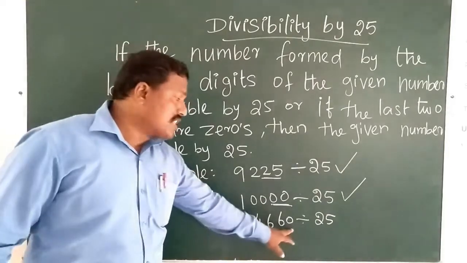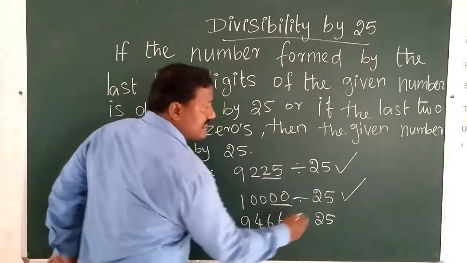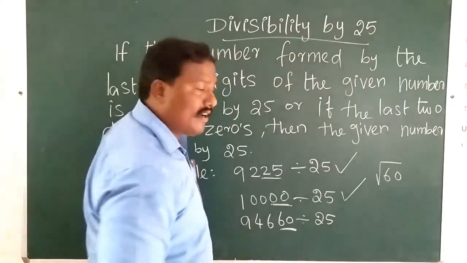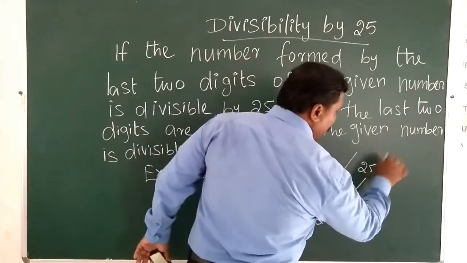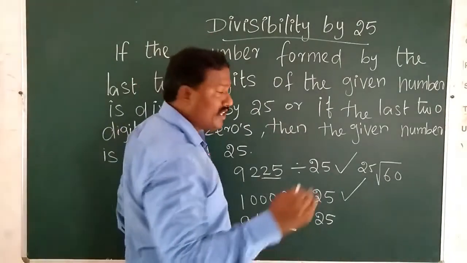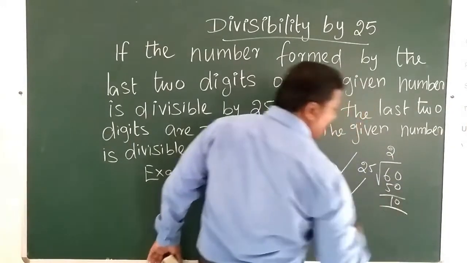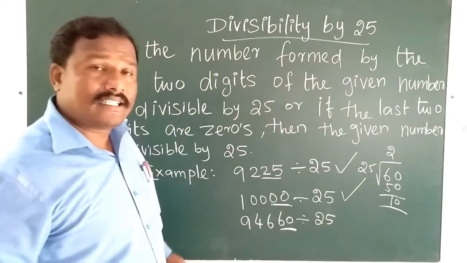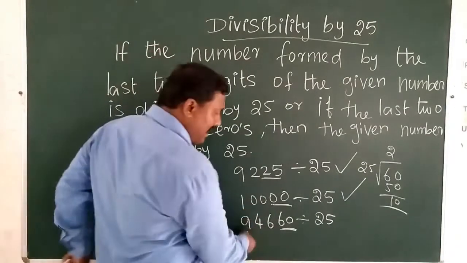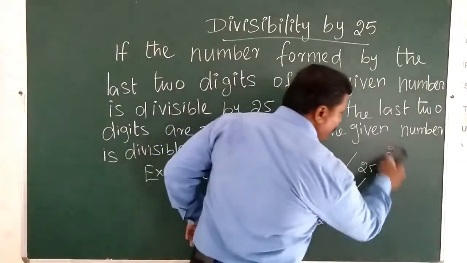94660. The last two digits are 60. So let me check whether it is divisible by 25 or not. Two 25s are 50. Three 25s are 75, so we can't divide. So two 25s are 50, remainder 10. So the number can't be divisible by 25. So the number 94660 is not divisible by 25.